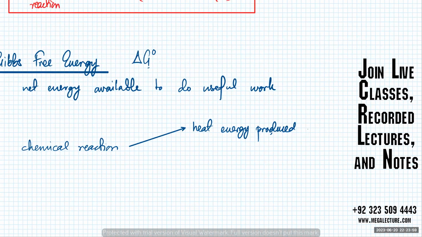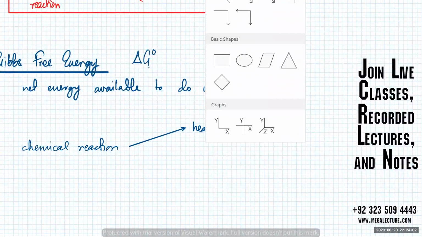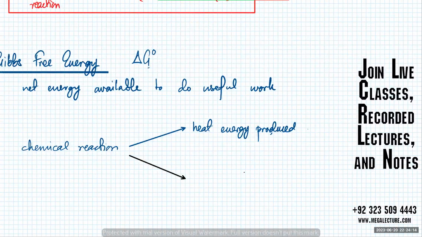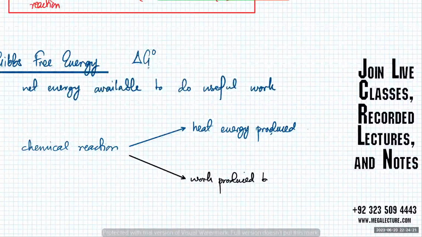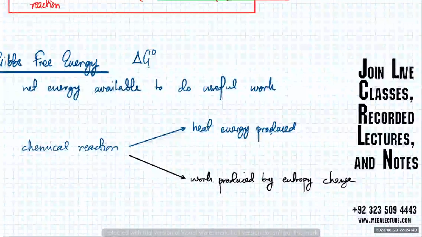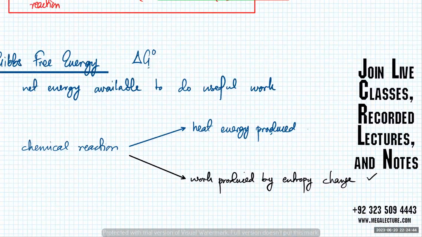And the other way, the more important way of producing energy, the one that we are more interested in, is the work produced by entropy change. So the system produces energy in two ways: heat energy and the work produced by entropy change, right? And the more useful one is the work that is produced due to entropy change. That's more important to us. So that's your overall energy of a system, how much energy it is producing.